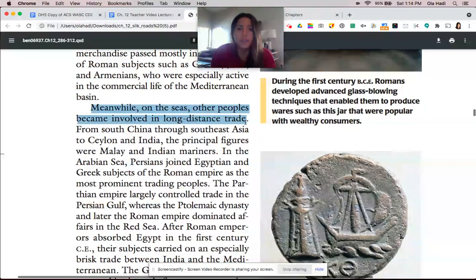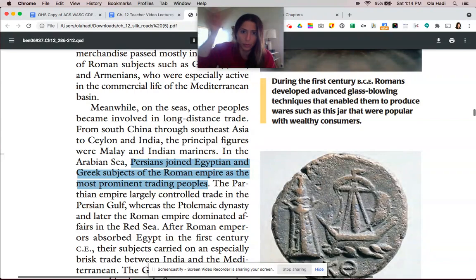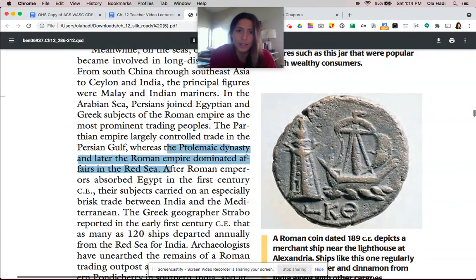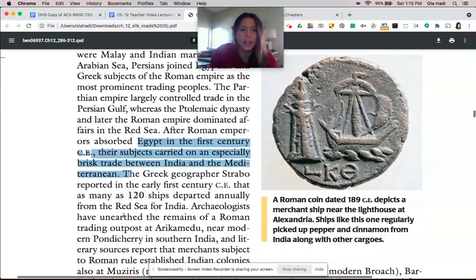On the seas, it's different groups of people who are controlling trade. Around China, it's mostly Malay and Indian mariners who are controlling the sea lanes. In the Arabian Sea, you have Persians as well as Greek and Egyptian subjects, which means they're being ruled over by the Romans, on the sea routes. The Parthian Empire controlled trade in the Persian Gulf. The Ptolemaic Empire controlled it until the Romans took over the Ptolemaic Empire, because remember, the Romans are going to take over the Ptolemaic, and then they're going to control that trade.